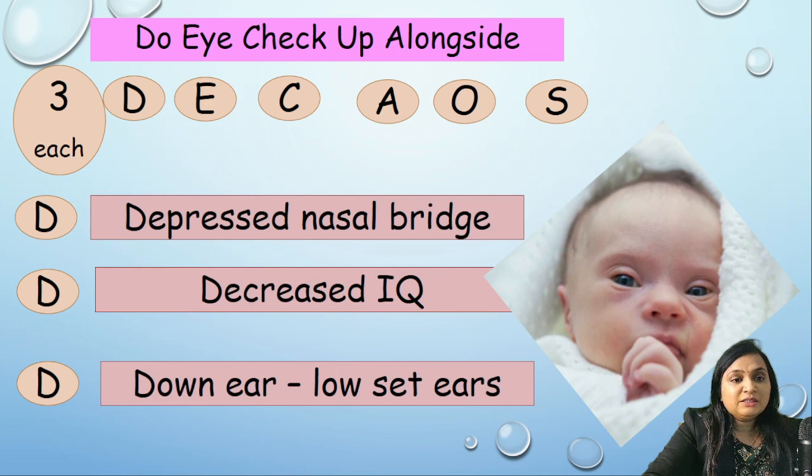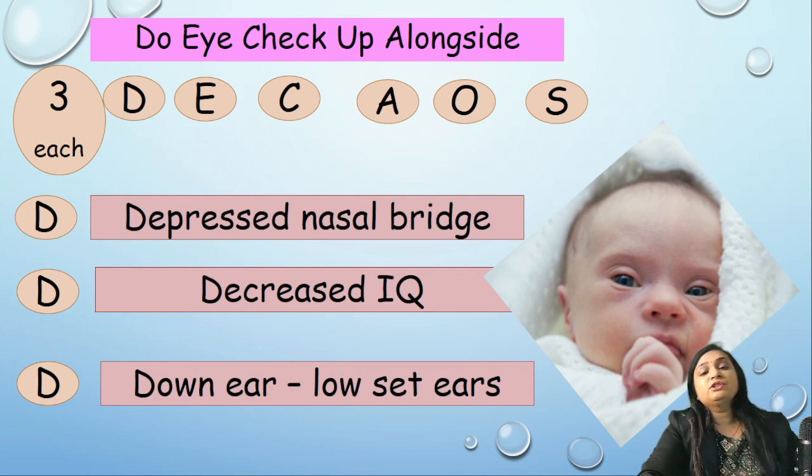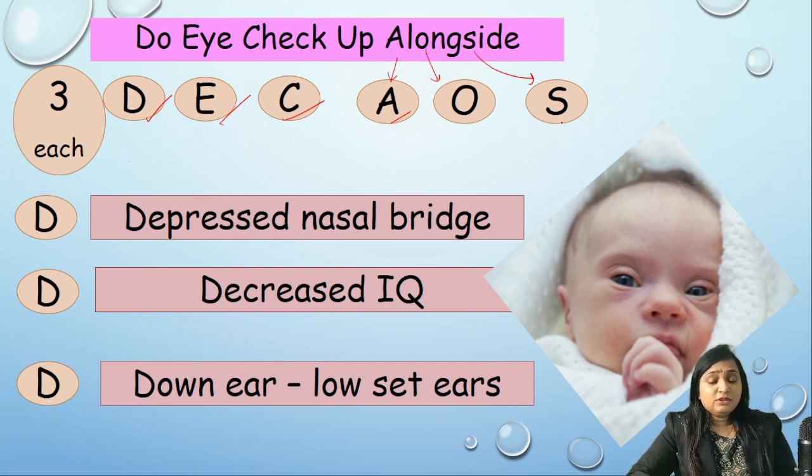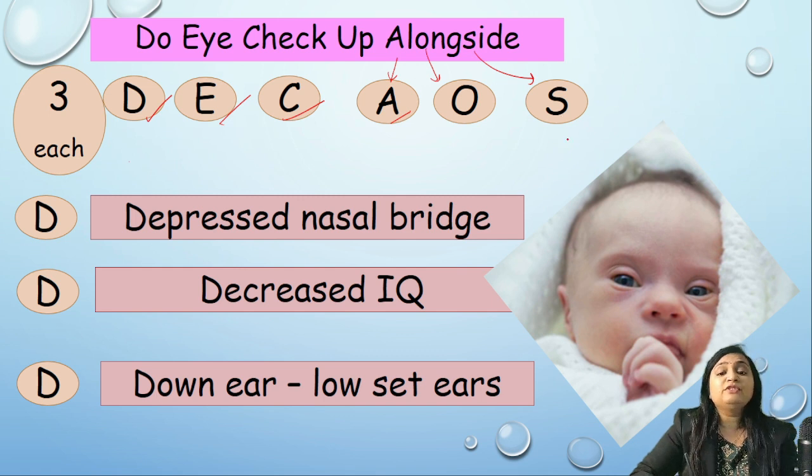So we are going to discuss quickly all the clinical features of Down syndrome. A very nice mnemonic to remember all of them is DOWN, I, CHECKUP, ALONGSIDE. We have to remember D, E, C in alongside, A, as well as O stands for O and S stands for side. And there are 3 features for each letter. So this is the mnemonic you have to remember.